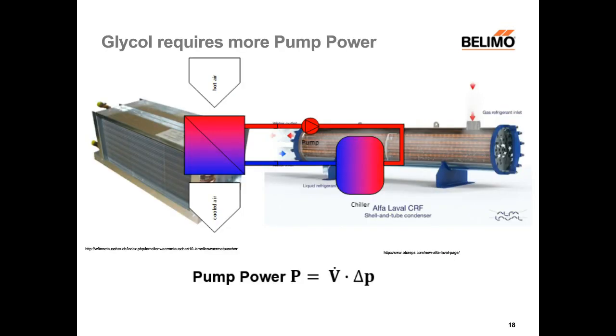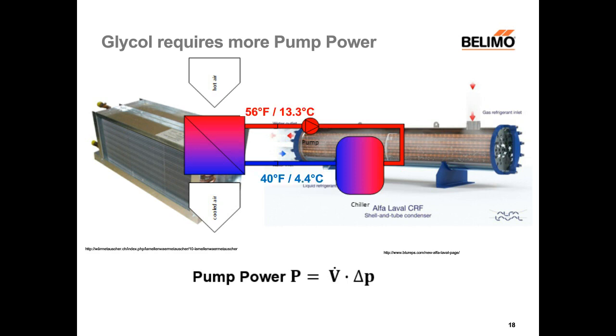We take a look at the circuit with the chiller and the heat exchanger again. From a hydraulic perspective, both the heat exchanger of your fan coil unit or your air handling unit and the evaporator of your chiller are long pipes creating a pressure loss. Now the pump power can be calculated as the product of the volumetric flow multiplied with the pressure loss. Remember, if we use a water glycol mixture, the heat transfer is reduced because the heat capacity is reduced. That means to have the same heat transfer, we have to increase the flow.